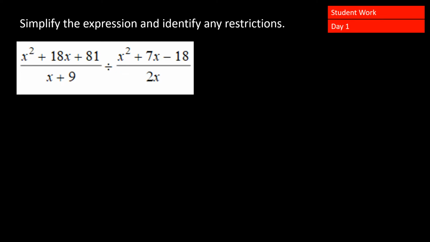So you want to give that a shot here on this question. I'll tell you right now, there is division. So you're going to want to make sure that you multiply. And you're going to want to break down these trinomials into binomials. If you have any questions, let me know.